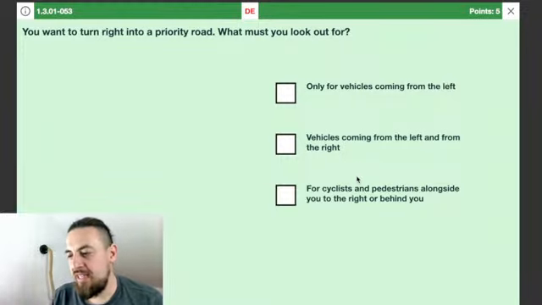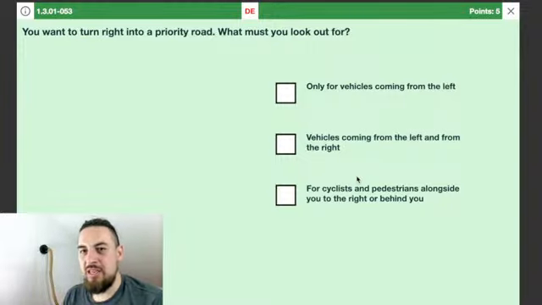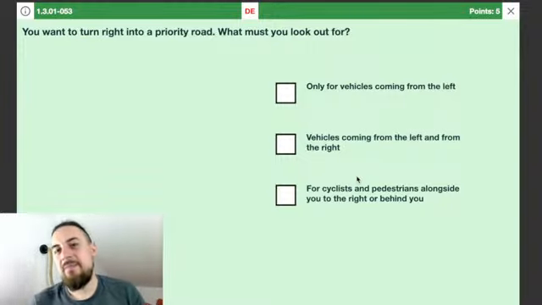Only for vehicles coming from the left you have to look out for. Vehicles coming from the left and from the right. For cyclists and pedestrians alongside you to the right or behind you. So what do you think? Vehicles coming from the left and from the right.